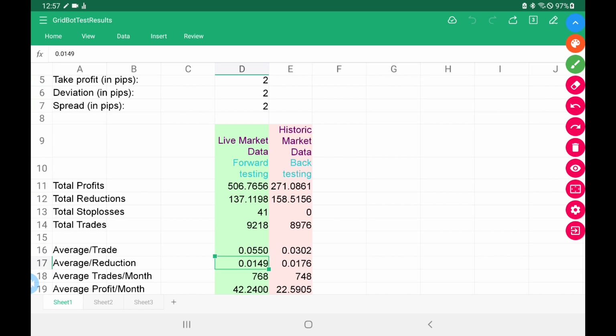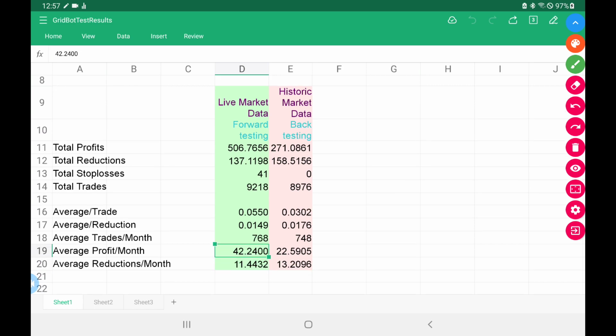The average reduction was roughly 0.014 cents. The average number of trades per month was roughly 768, and my average profit per month is roughly $42. My average reduction per month is $11 for the live market data.